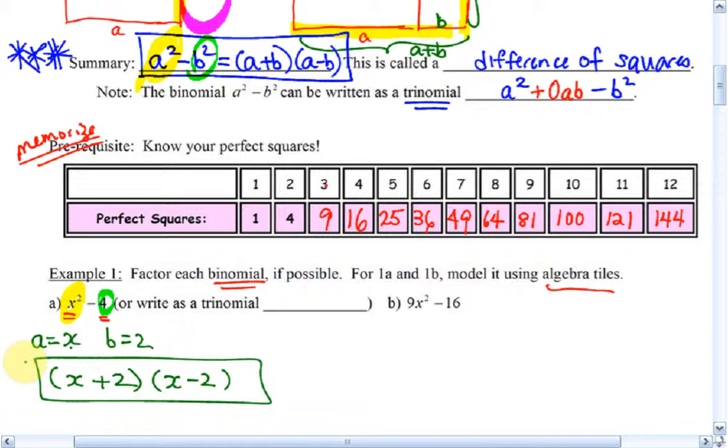Good. Where did the 2 come from? Ladies and gentlemen, once again, you see how this is a 4? This is supposed to be equal to b squared. So some number squared gave me 4. What was that number that gave me 4? 2. That's where it comes from.